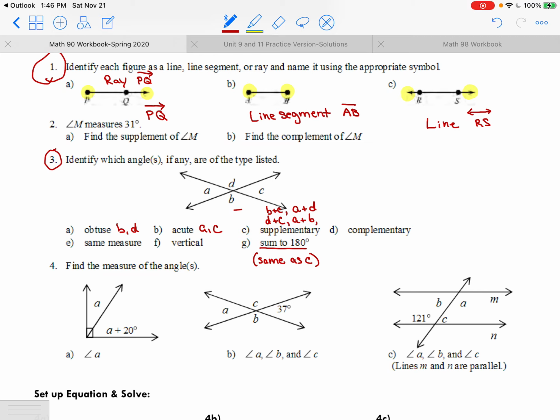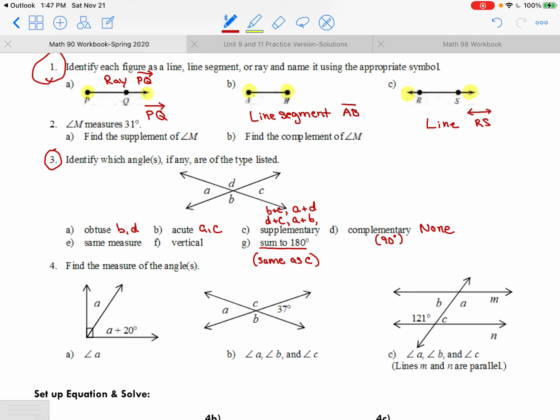Okay, how about complementary angles? So complementary angles, remember that those add to exactly 90 degrees. And we can see in our diagram here that we have none. There are no angles that add up to 90 degrees.